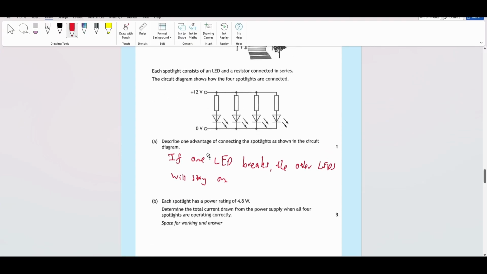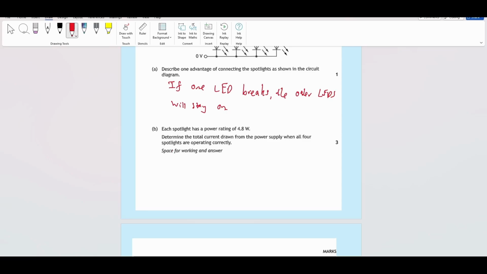And I've written, if one LED breaks, the other LEDs will stay on because this circuit is in parallel. So if one branch is broken, then the other branches will stay lit as current can still pass through these branches. So question B says each spotlight has a power rating of 4.8 watts.